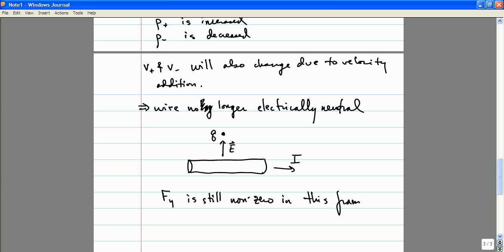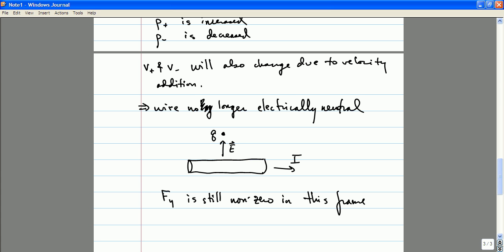Question? Could you just have said, since the current is moving, there's a magnetic field that is induced, and having a moving magnetic field induces an electric field? Yes, I guess you could say it that way. Time-dependent magnetic field produces an electric field.